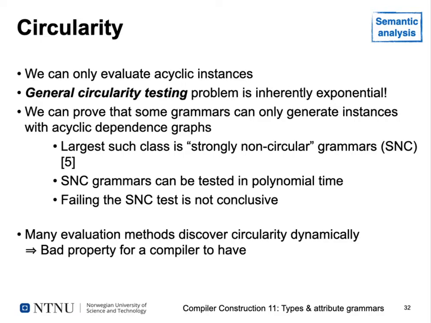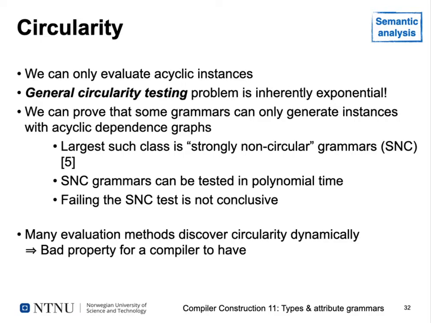There are several classes for this. The largest such class is called the class of strongly non-circular grammars, or SNC, and for these it can be proved that they can be tested in polynomial time. But failing an SNC test doesn't mean you have a cycle, but if you pass the SNC test, you know you don't have a cycle, which is already something you want to know.